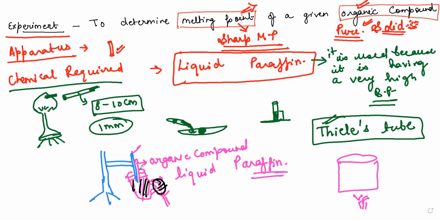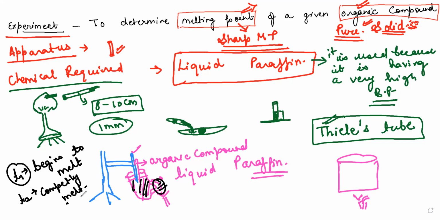Now, make sure that you note two readings here. What is the first reading? T1, the first reading, is going to tell us the temperature at which it has started to melt. This is the temperature when it has begun to melt, when you feel that yes, now this compound has started to melt. And T2 will be the temperature when the complete melting is done, when the compound is completely melted. This is the second temperature.